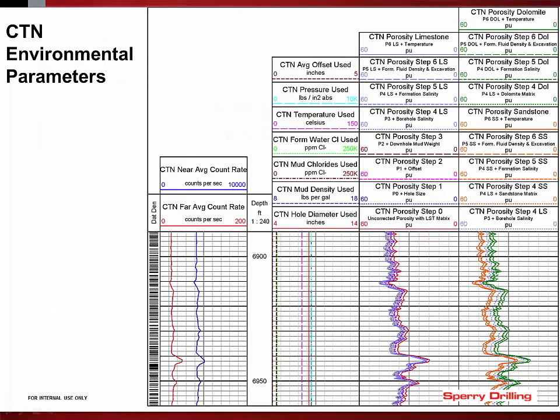So because of all these corrections that we have to apply, one of the things we do when we QC our data is to make sure that they've all been applied correctly. What I've got here is a standard plot which shows all of the corrections and all the input parameters that have been used to correct our neutron porosity measurement. On the left-hand side, I've got the near and far detector average count rates.